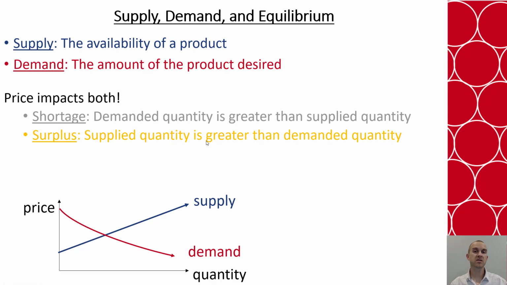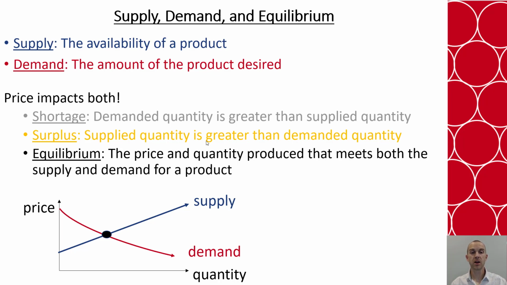So think about it. A surplus occurs often when you charge too much for an item and people aren't willing to buy it at that price. That's the easiest way to think about a surplus. The goal, though, is to find the equilibrium of the two, of when is it that the price and quantity produced meet both the supply and the demand for a product, and that becomes the intersection of those two functions.